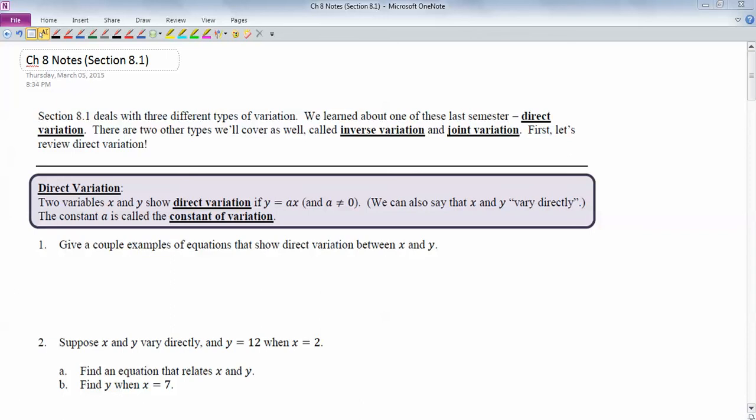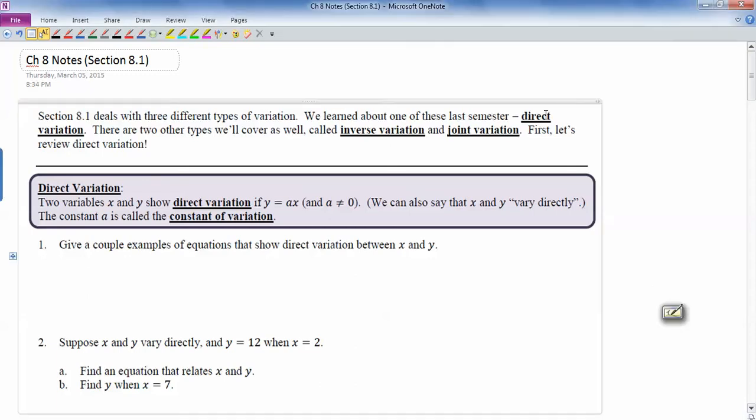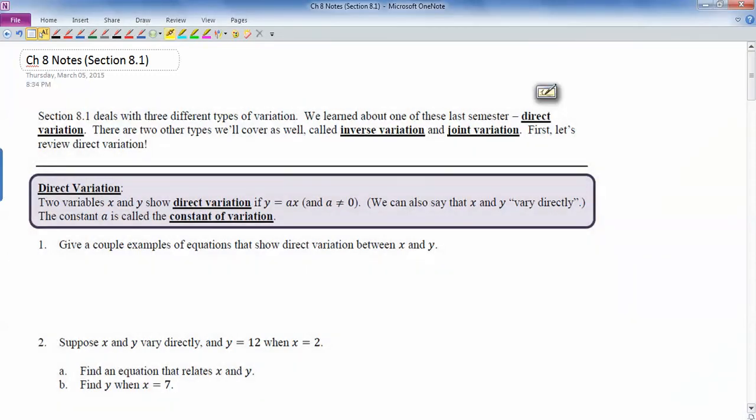Okay, so let's take a look at section 8.1, the notes for this. This is the first part of chapter 8. And so the first part is actually on something that we studied last semester called direct variation. So this thing right here. Direct variation. Here's the definition for it down here.